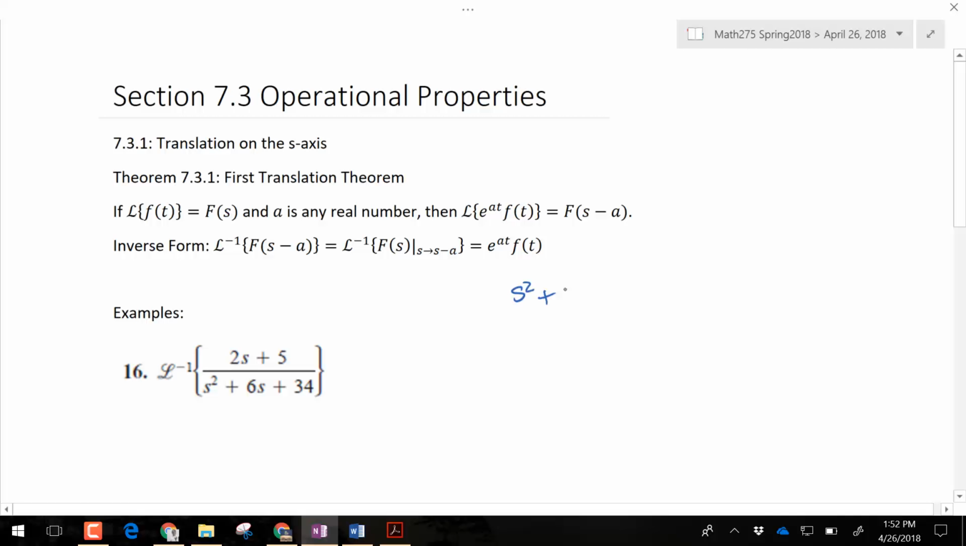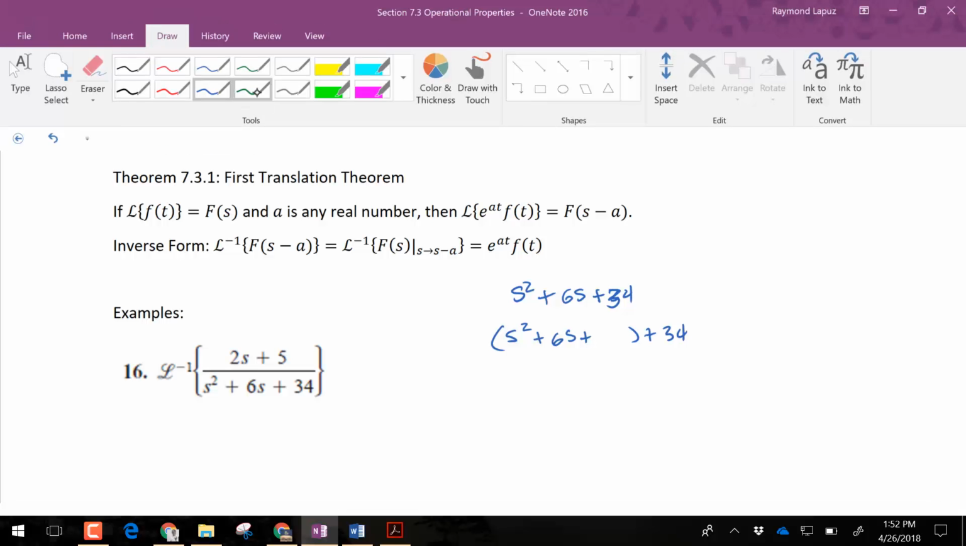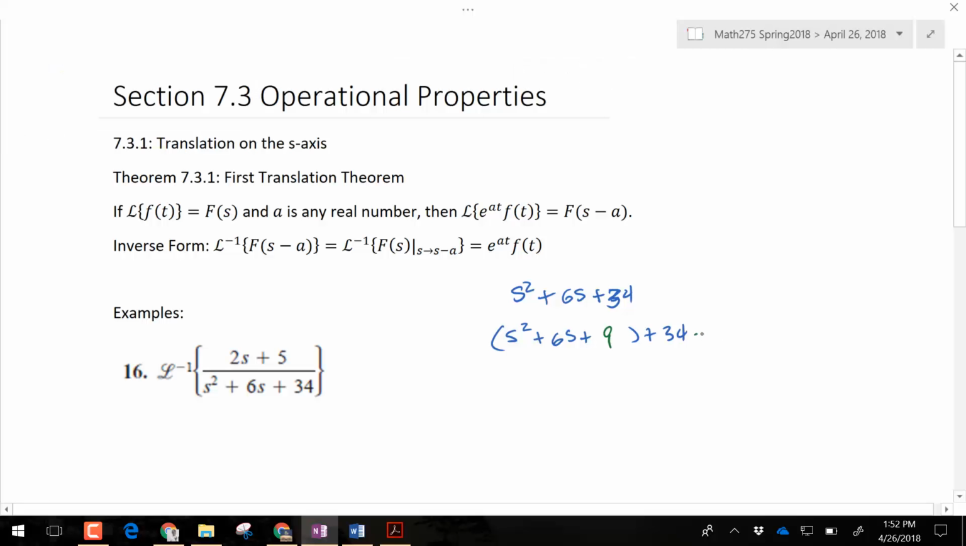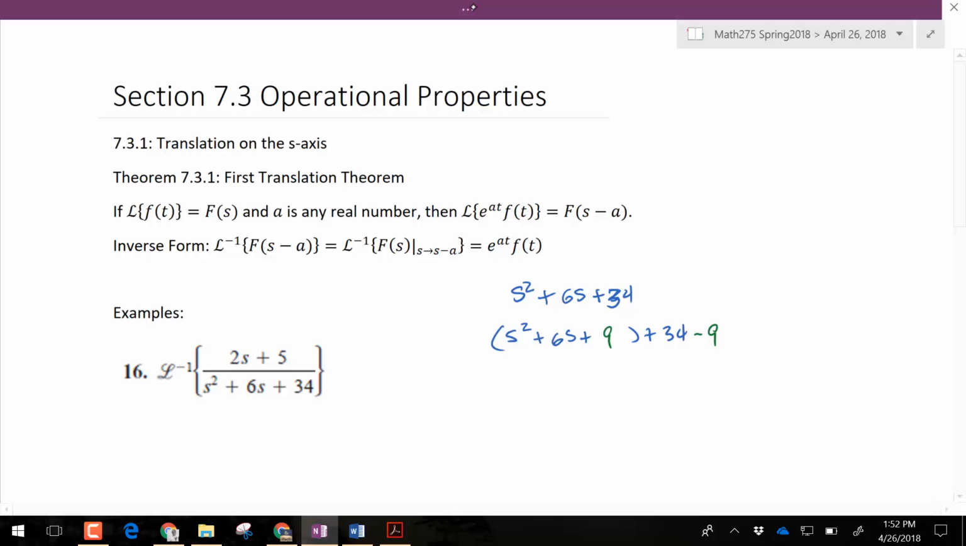S squared plus 6s plus 34. And completing the square, let's see, s squared plus 6s plus something. So we add a 9, and we have to subtract the 9. And if there was a coefficient in front, this is a completing the square thing. You just have to be careful.